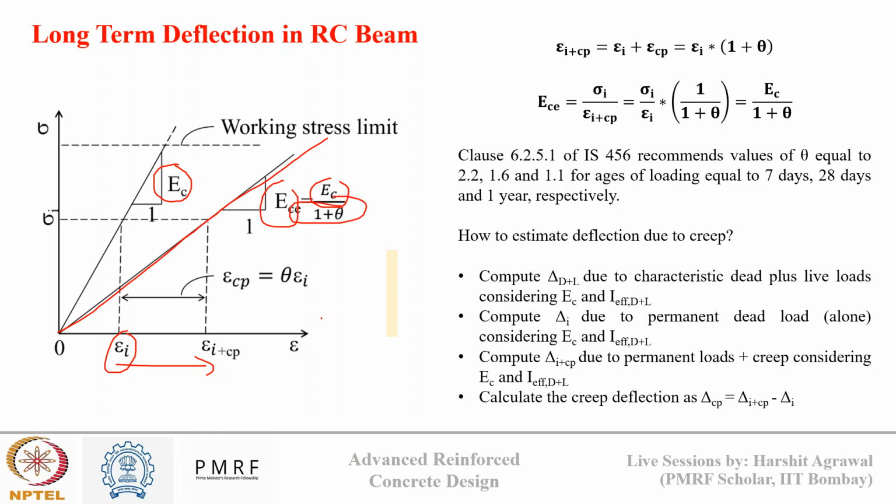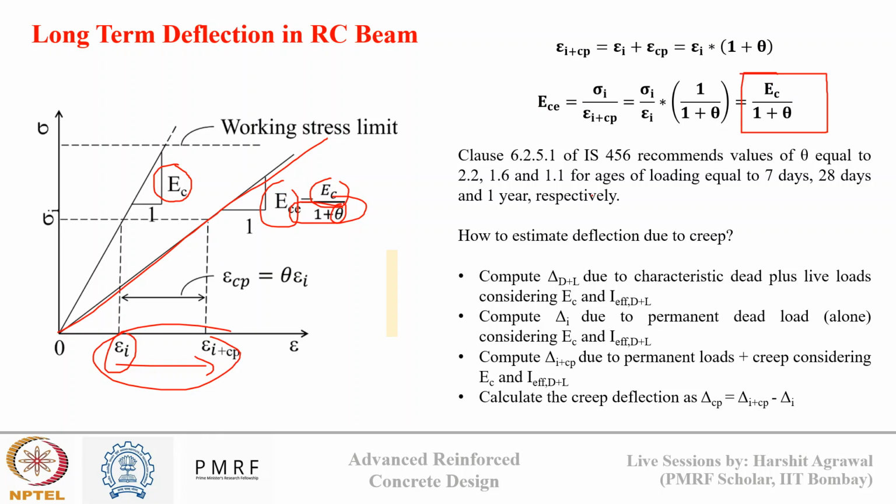Here theta is known as the creep coefficient. So this theta is the creep coefficient due to which the modulus of elasticity of concrete has decreased under sustained loading condition. So we write Ece as Ec upon 1 plus theta.